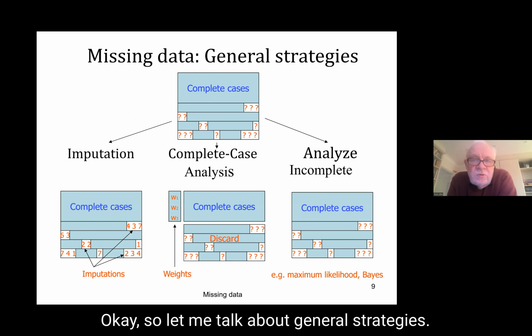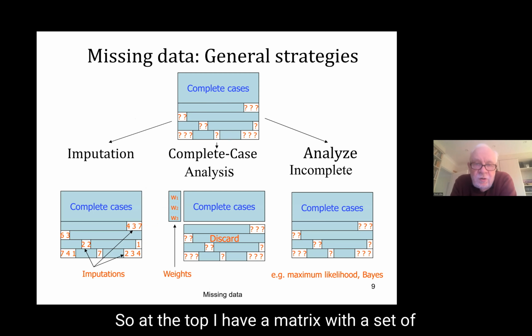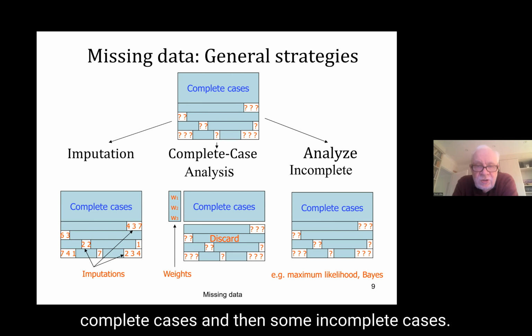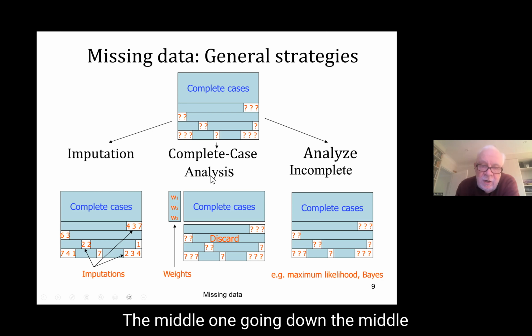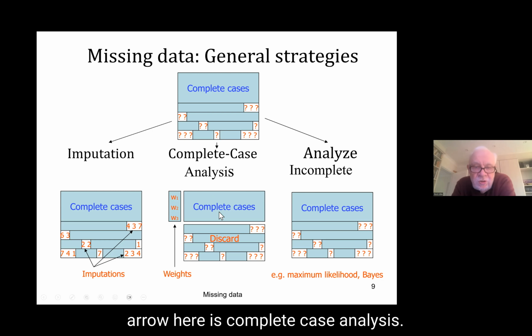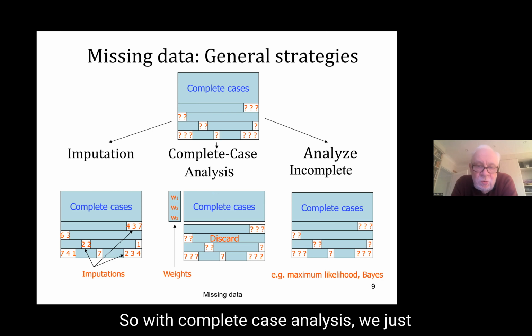Okay, so let me talk about general strategies. At the top, I have a matrix with a set of complete cases and then some incomplete cases. And I've separated them out into three different approaches. The middle one, going down the middle arrow here, is complete case analysis. With complete case analysis, we just discard the incomplete cases and we analyze the cases that are complete.